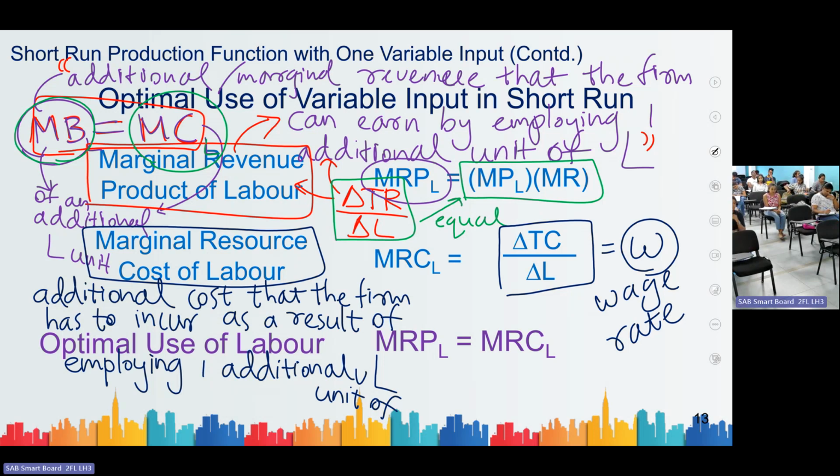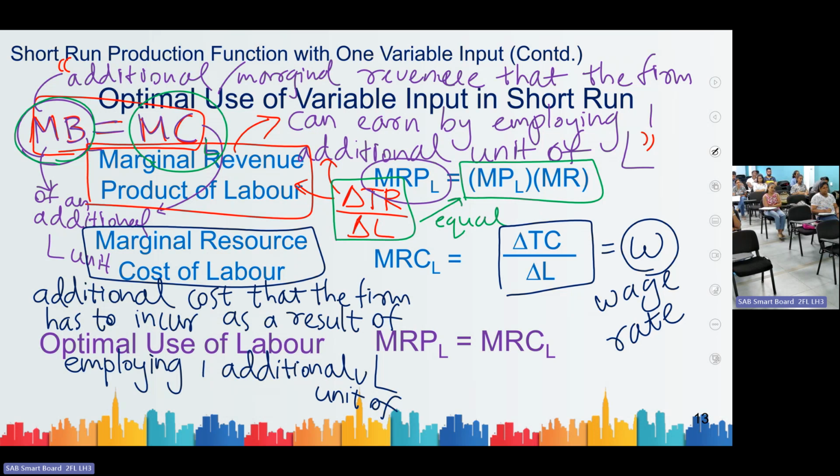As I told you earlier, for any economic actor to decide an optimum decision, the basic principle is marginal benefit should be equal to marginal cost. So in this case, the producer wants to decide the maximum level of variable input, the maximum level of labor input. So how is it done?